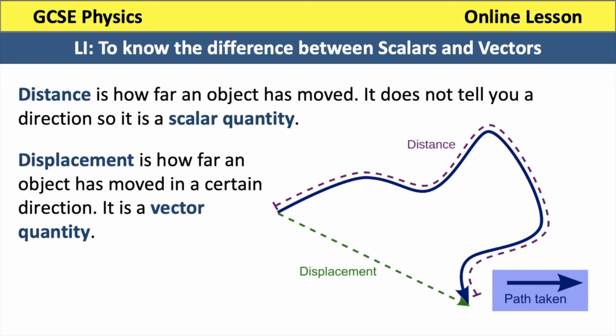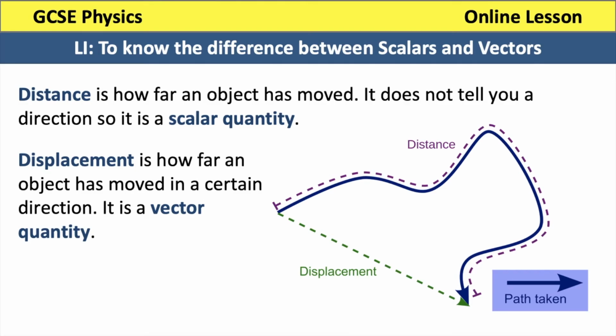Now, there are some specific scalars and vectors that we actually need to be aware of for the GCSE exam. The first one is distance. Distance is how far an object has actually moved, but it doesn't tell you the direction that it's moved in, and so we say that it is a scalar quantity. You can see on the diagram that long path drawn in by the blue arrow and labelled with the purple text. That is the distance that he actually moves in this journey. It doesn't tell us the direction.